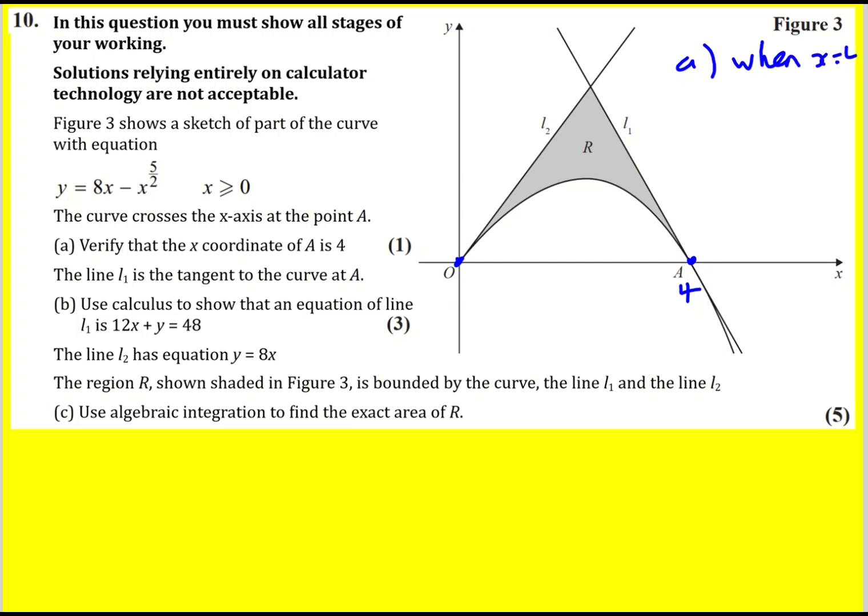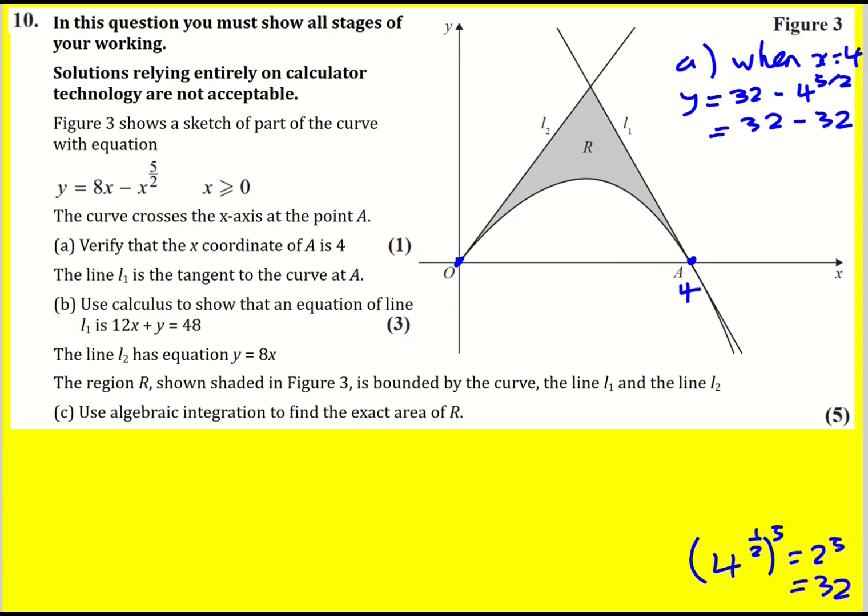When x equals 4, y will equal 32 minus 4 to the 5 over 2. And we can put it in our calculator. It's just going to be 32 minus 32. But make sure you could do this without your calculator. It would be 4 to the half, all to the 5, which is 2 to the 5, which is then 32. So when x is equal to 4, y is equal to 0. And therefore A is going to be (4, 0).